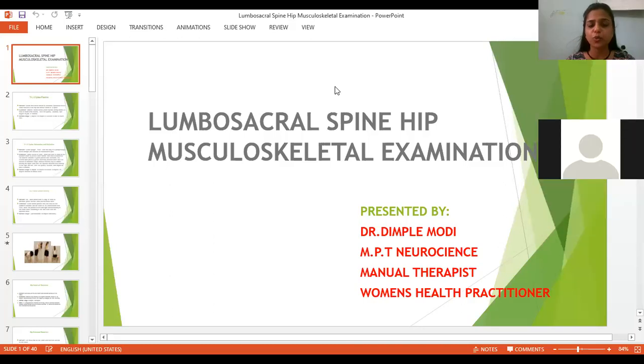We will have a quick review on how to examine your lumbosacral spine and hip within 20 minutes, because examination is a very important part and many therapists don't examine properly. Because of that, we end up with a wrong treatment plan. So before starting a proper treatment plan, we have to examine what kind of pathology the patient is suffering from.